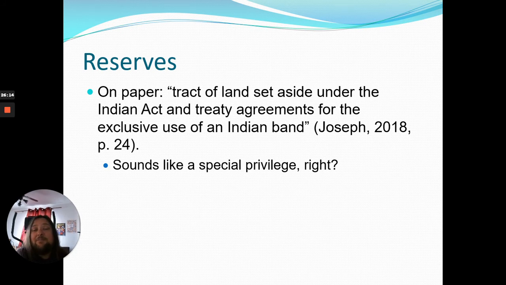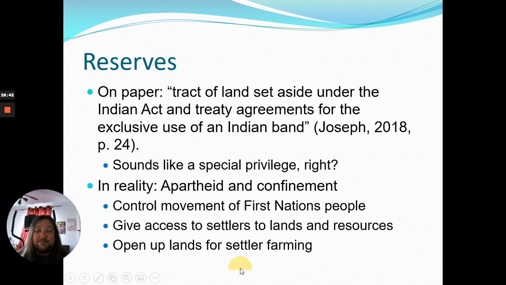So on paper, it makes it look like that, right? Because on paper, it's a tract of land set aside under the Indian Act and treaty agreements for the exclusive use of an Indian band, as Bob Joseph explains it on page 24. So that sounds like a special privilege, and it's one of those things that makes some white people think, oh, look, they're getting all this special treatment. They have their own reserves, right? But actually, in practice, despite how it looks on paper, it's actually a system of apartheid.